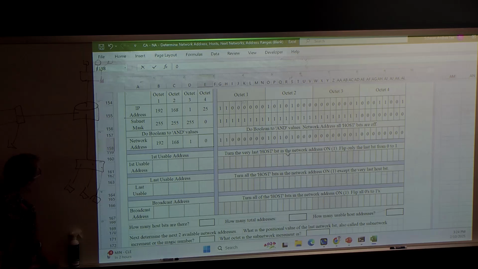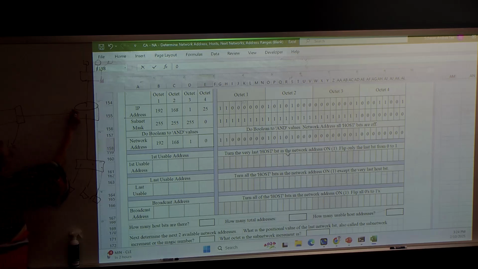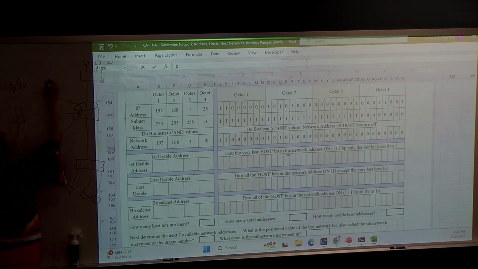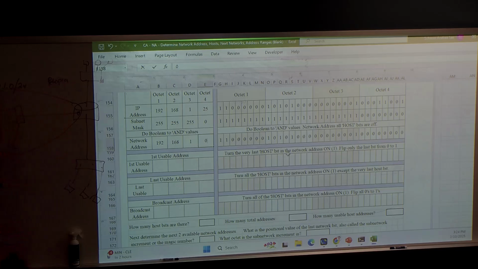Okay, so I'm going to call this right here my default gateway. So here is the network. So the network is 192.168.1.0/24. We got that? And we'll call this our pet company, Petopia. And I'm going to call this the storefront.